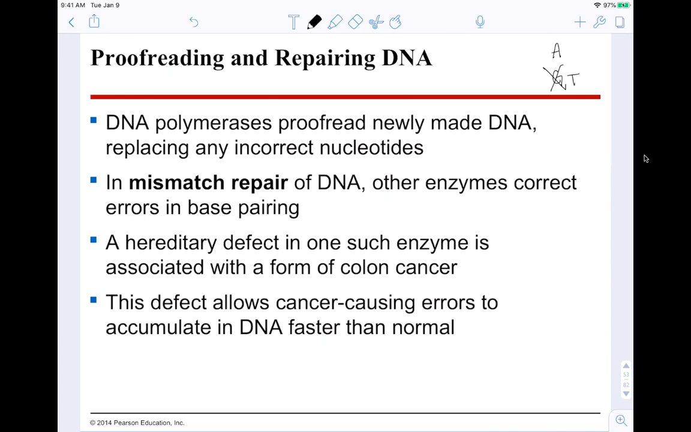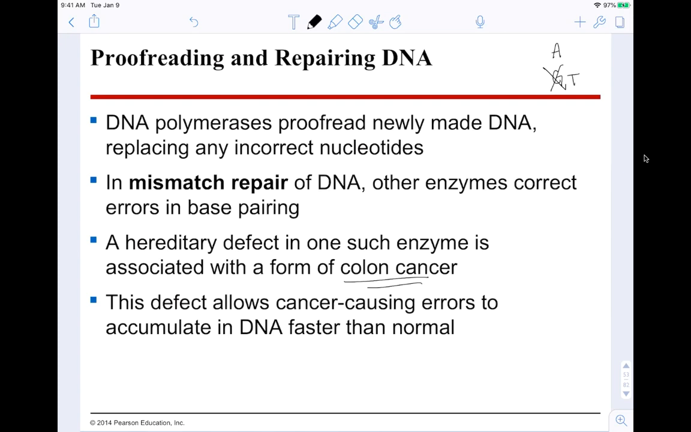So a hereditary defect in one such enzyme is associated with a form of colon cancer. Colon cancer is super scary because they recently discovered that if your parents have it, you're going to get it. It's not like a maybe, like you will someday. And there's not a lot of symptoms or anything, and there's no pain associated with it. So it's pretty terrifying. I used to work in colon cancer diagnostics and it's really sad.